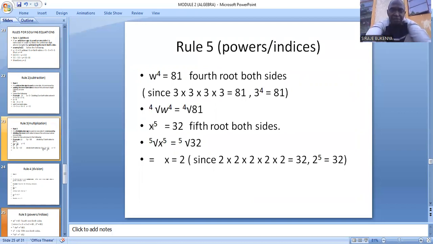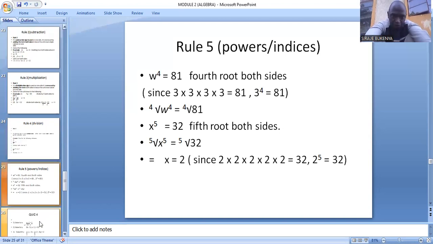That means you get the fifth root on both sides, and then you get the answer as is illustrated here by factorizing here 81, here factorizing 32. 2 power 5 is equal to 32. Here 3 power 4 is equal to 81. So that's how you're going to deal with such expressions.